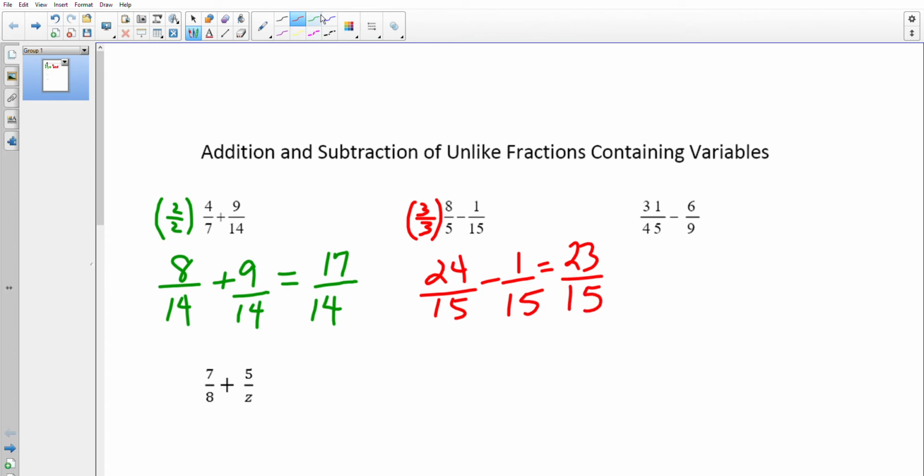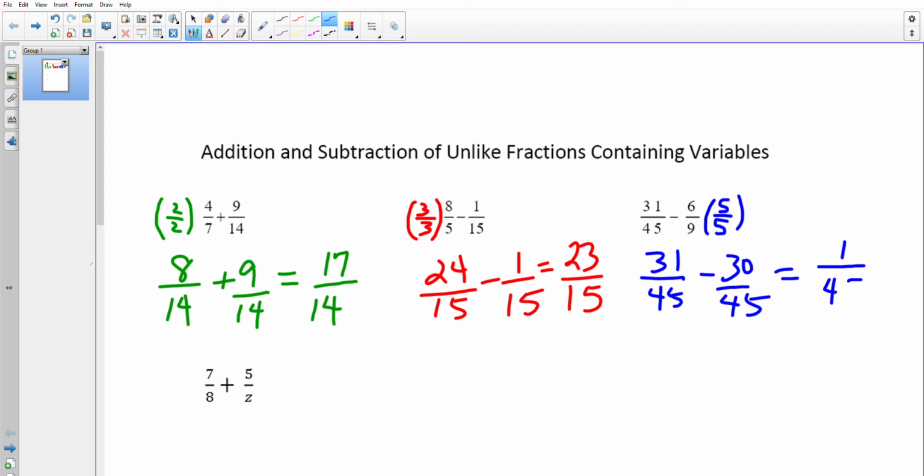And the last one on this row, I have 31/45 minus 6/9. So I need the denominators to match. And so I'm going to multiply the second fraction here by 5/5. So I have 31/45 minus 30/45. And when I subtract the numerators, I'm left with 1, and I keep the common denominator, 45.